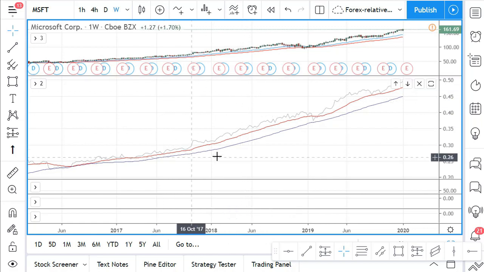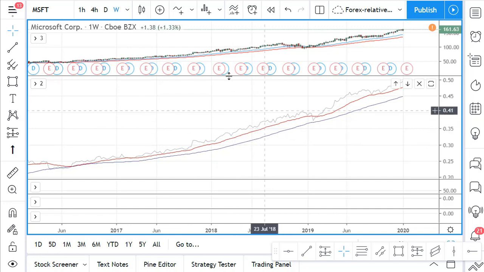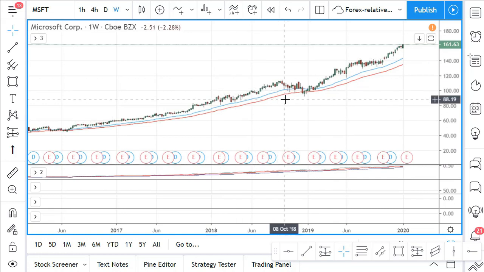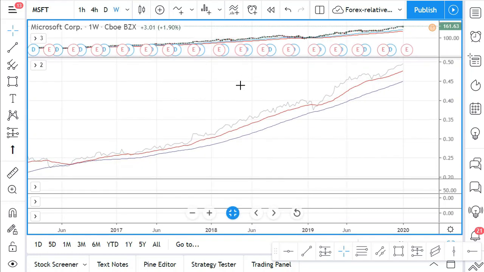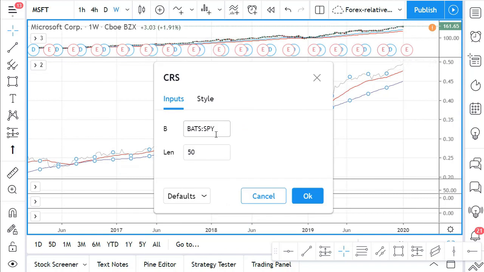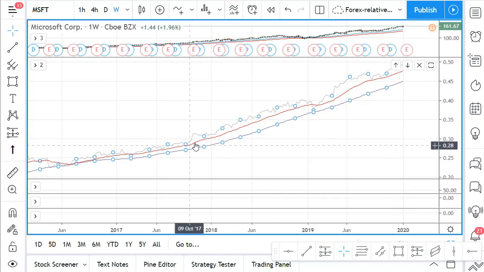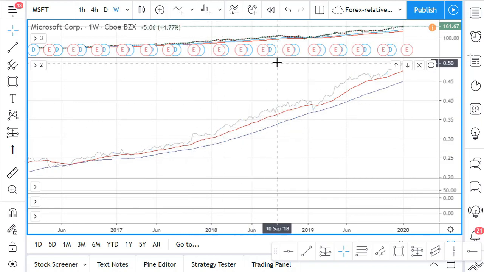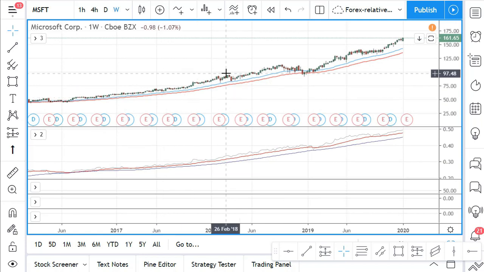So what this one does, and what we need to look at here first, is this thin gray line, because that is our relative strength line. What it does is that it takes the price of Microsoft or any given stock, and then it compares it. In this instance, it compares it to the SPY, meaning the S&P 500 index. So what this actually tells us is that when the gray line is going up, it means that Microsoft is going up faster than the overall market.